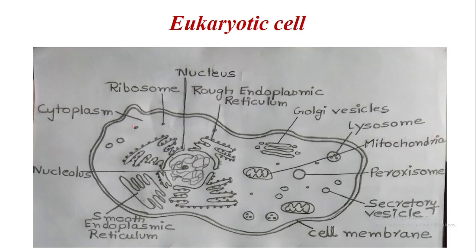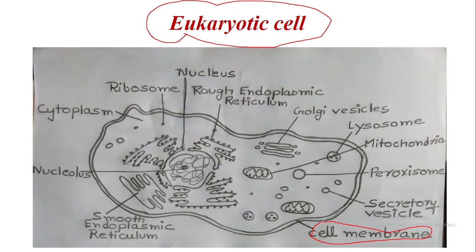Now let's discuss the typical structure of a eukaryotic cell. This is the diagram of an animal cell. The outer layer is called cell membrane. In case of plant cell, there is one more covering present outside the cell membrane which is known as cell wall. So eukaryotic cells are more complex cells. They contain various cell organelles and their genetic material.